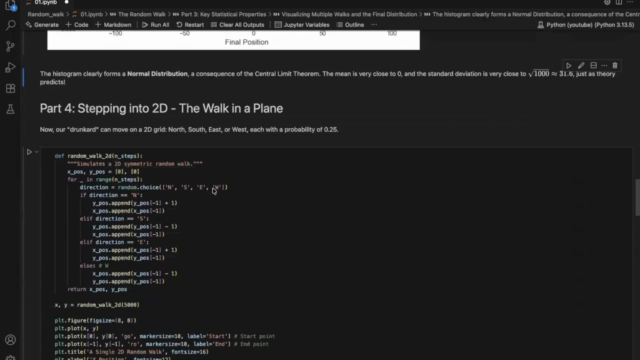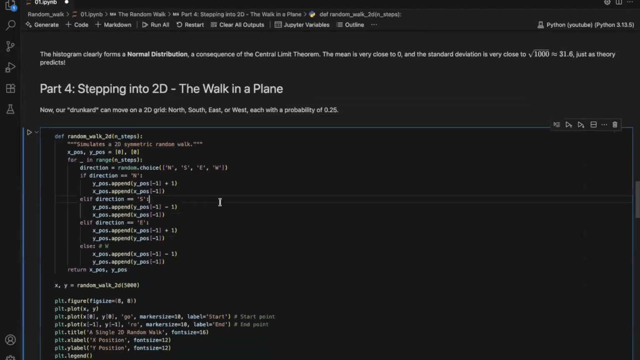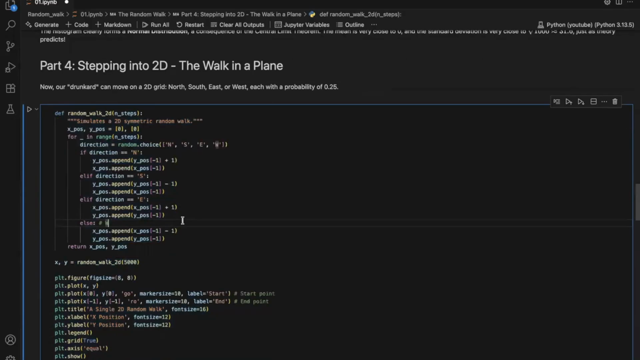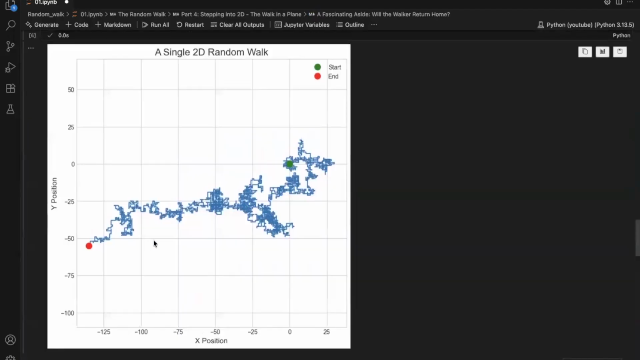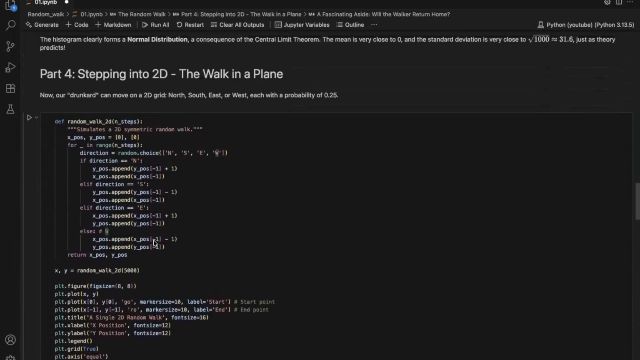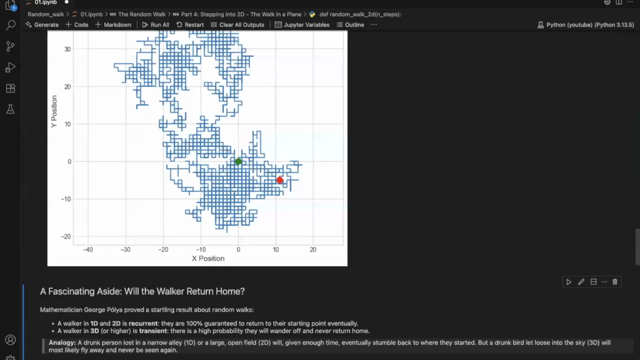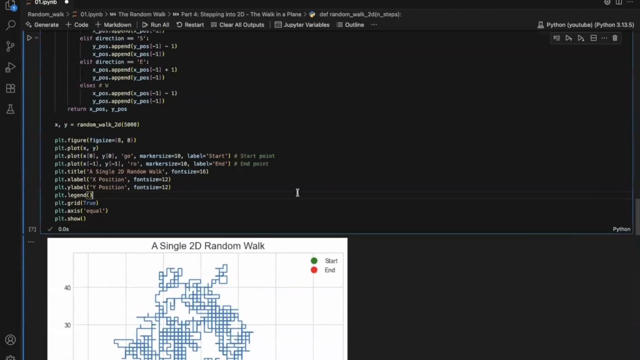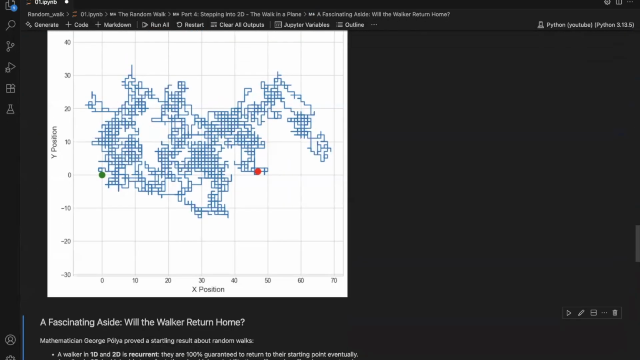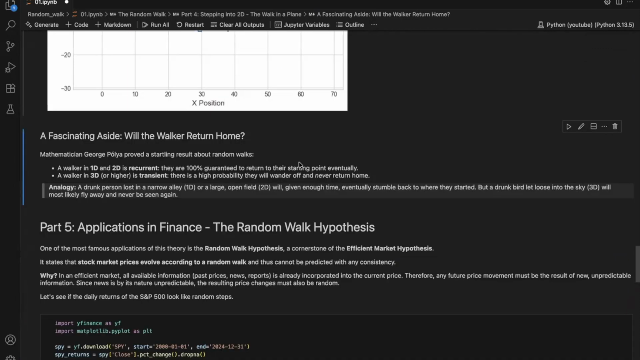Now, let's expand to 2 dimensions. Our drunkard can now move north, south, east, or west, each with an equal probability. So if you run the snippet, we'll get a simulation of a 2D walk with 5000 steps. So here, the green dot is the start and the red dot is the end. To prove that this walk is completely random, if we run this function multiple times, we can see that each time the path is different, proving the randomness of the walk. It looks like a tangled piece of string, again completely random.